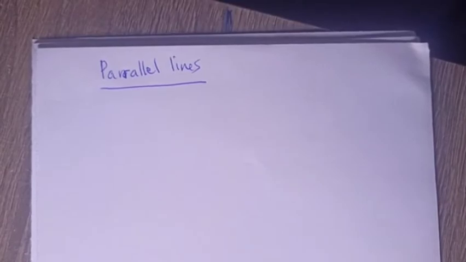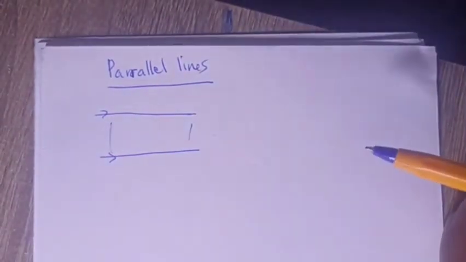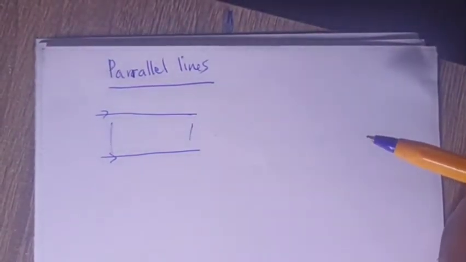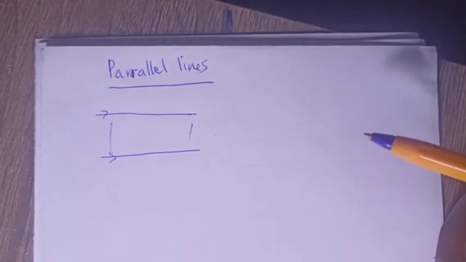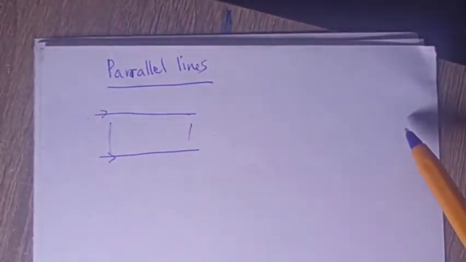Yeah, it's parallel. So what are parallel lines? Parallel lines are lines that are the same distance apart from each other. So the distance there and the distance there should be the same. You must use a ruler. So they are the same distance apart from each other.